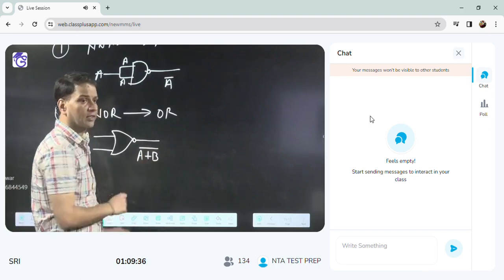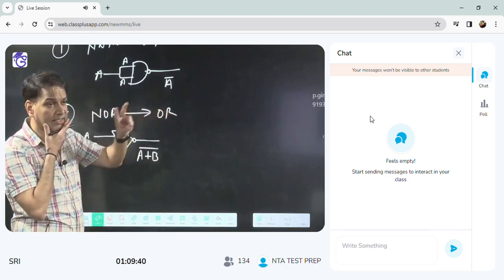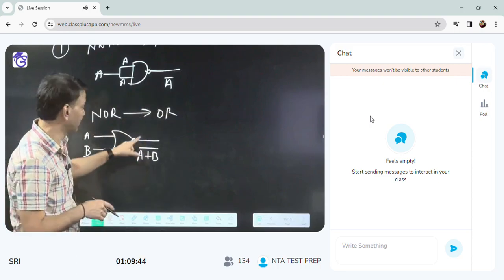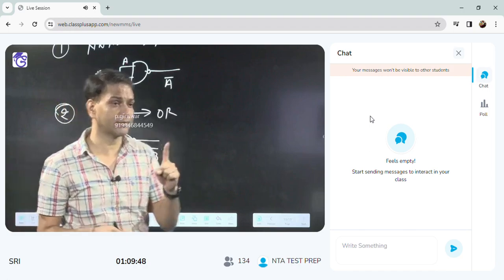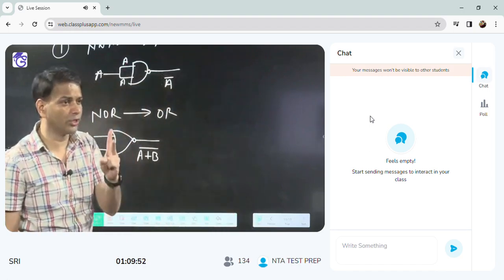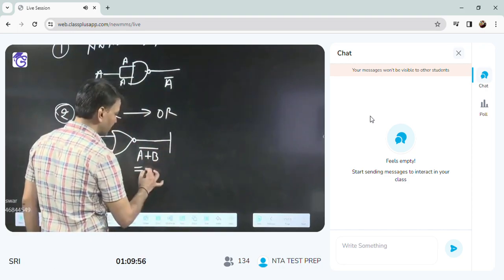Now that A plus B whole bar, I need OR. Okay, I need 2 gates, NOR to OR needs 2 gates. One more gate I can use. But here the output I am getting is A plus B whole bar, only one output. But for the NOR gate, I need two inputs. So what will I do? The same input I will split. So suppose I am taking this as X.